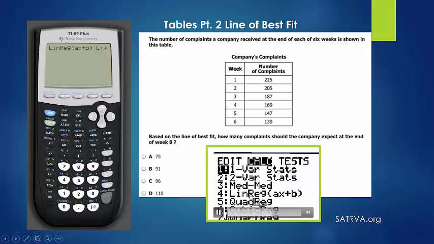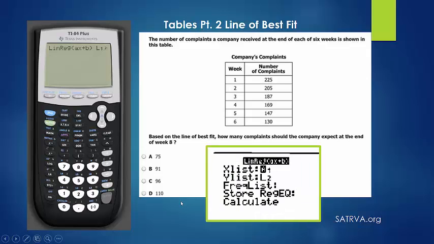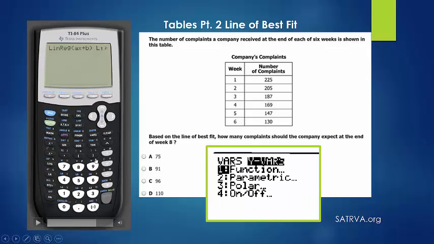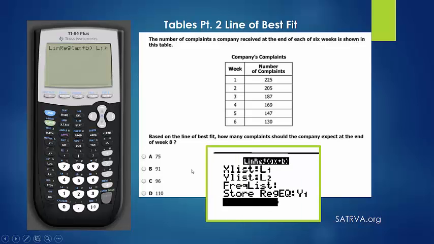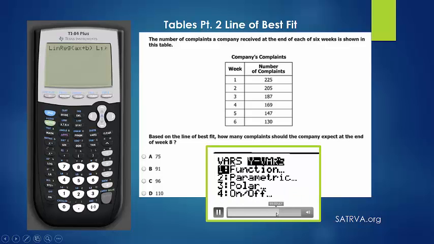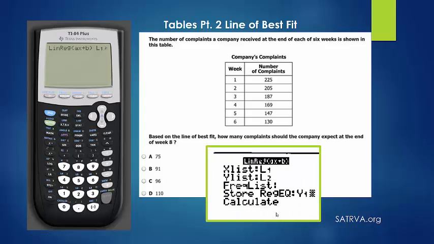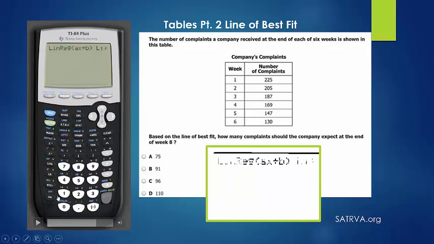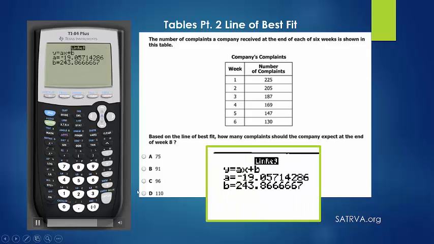So we're going to want to go down to LinReg, as you remember, look in the screen down here, and then we go to Store Regression Equation. Now we're going to press Vars, and then we're going to go over to YVars and then press enter. Pretty straightforward. So over to YVars, press enter, and then enter again, and that enters a Y1 in there. Now we're good to go.